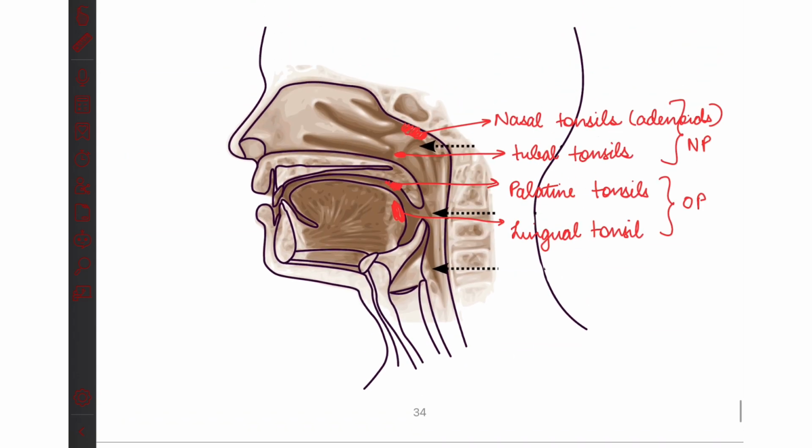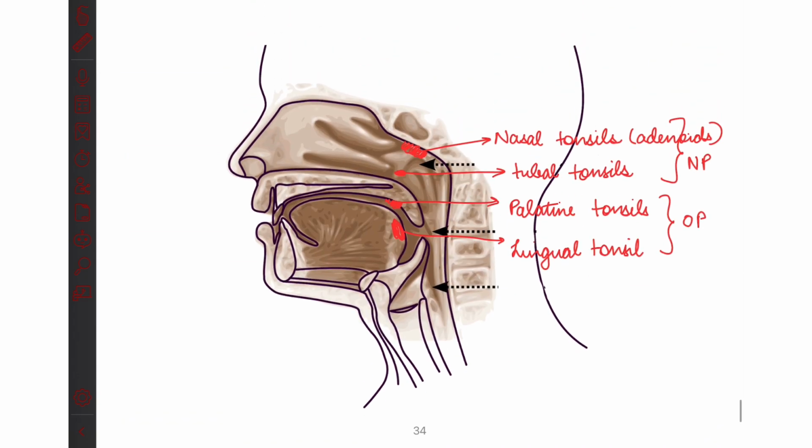Now we can look at this diagram again, where we have drawn nasal tonsils, tubal tonsils, palatine tonsils, and lingual tonsils. And this is the ring that we have drawn. That's how easy it is to understand the Waldeyer's ring.